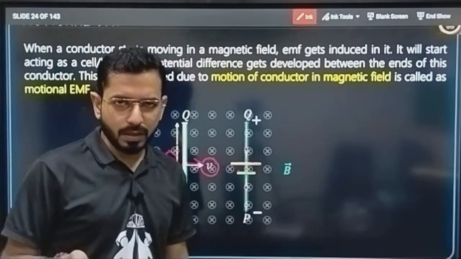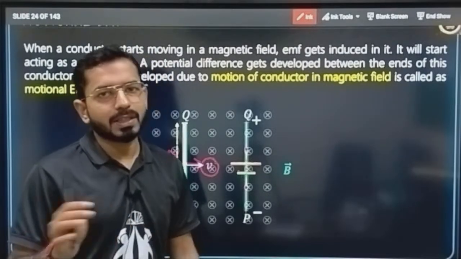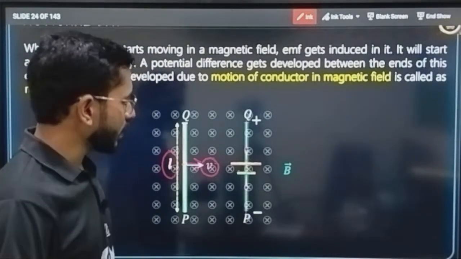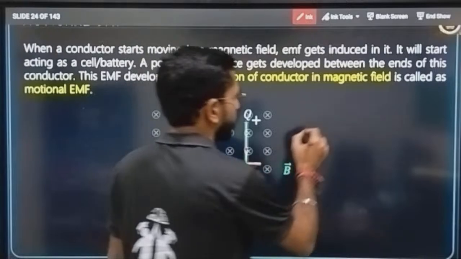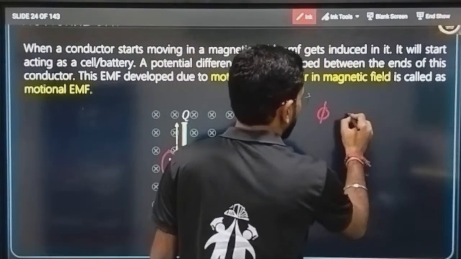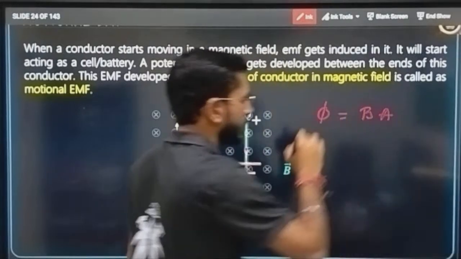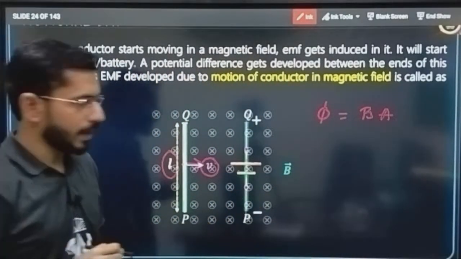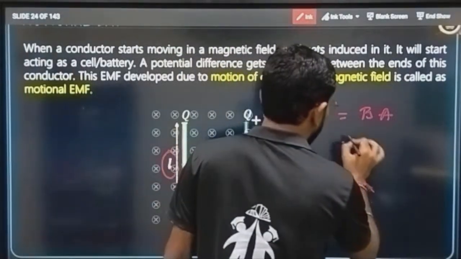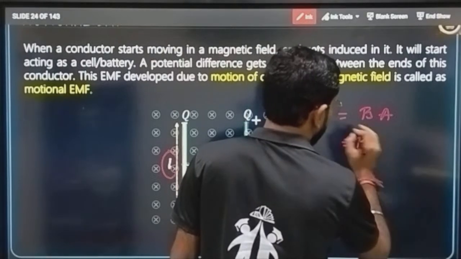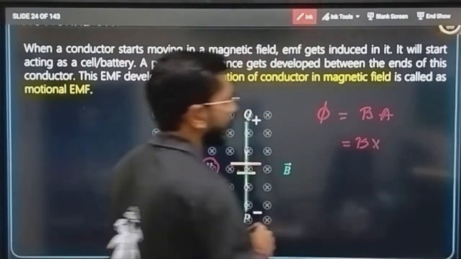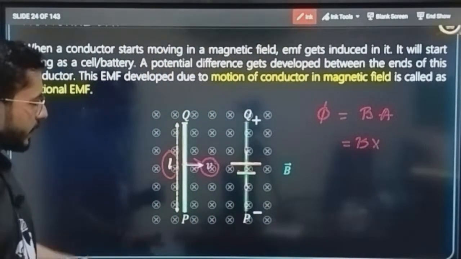Now there are two ways of thinking about it. I will tell you the first way, then we will understand the second way as well. How to think about it? What can I define for flux? Flux is written as B into A. Tell me, what is the magnetic field? The magnetic field magnitude is already given as B. What can you write for the area vector?